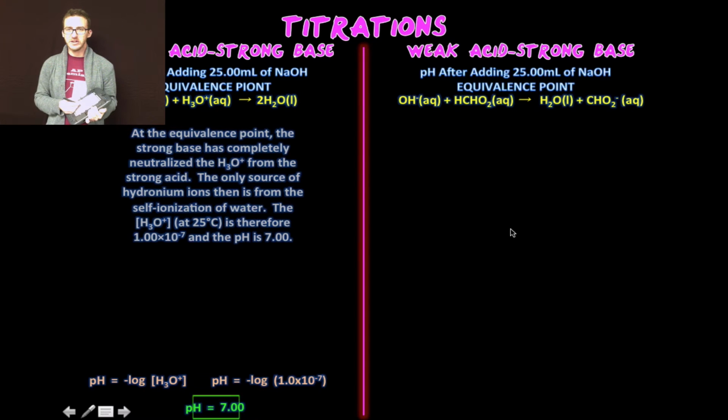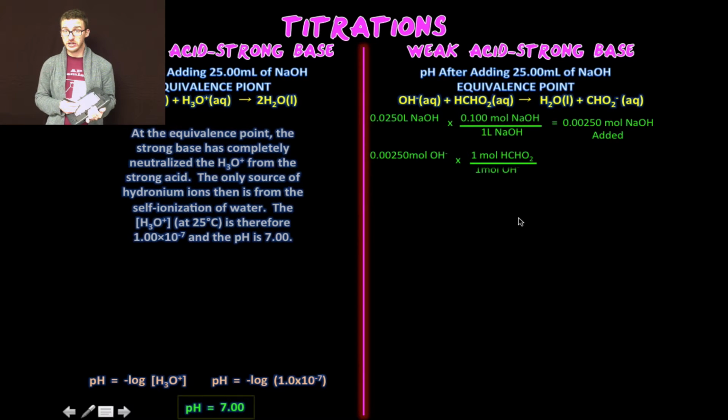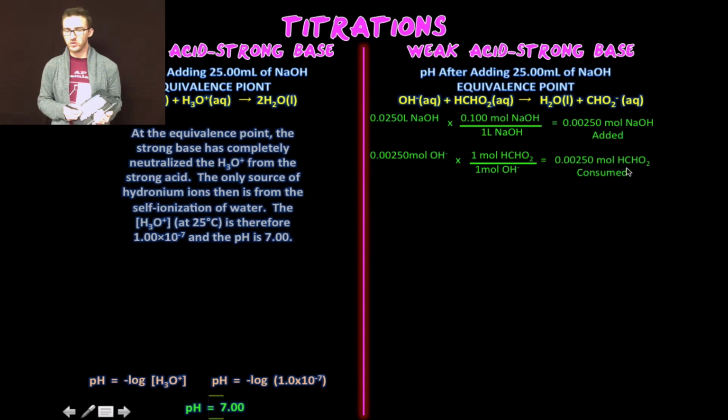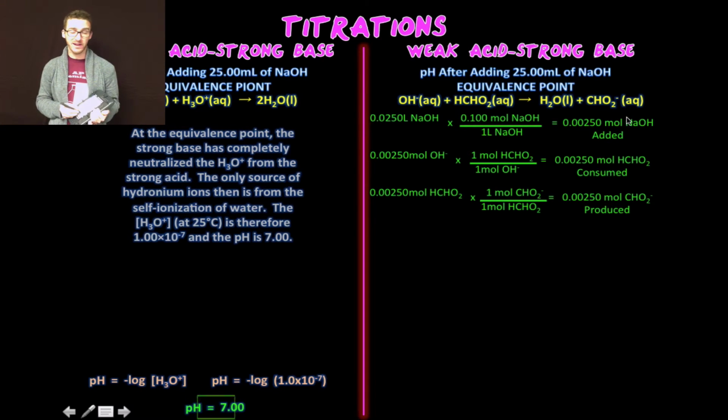All right, let's take a look at the equivalence point for our weak acid strong base titration after we added 25 mL of sodium hydroxide. Recognize that at this point, we have used 0.00250 moles sodium hydroxide. And because the relationship between sodium hydroxide and our weak acid is 1 to 1, we've consumed 0.00250 moles of our weak acid. In other words, we've completely used it all up. But recognize that we've also formed 0.00250 moles of our conjugate base, formate ion.